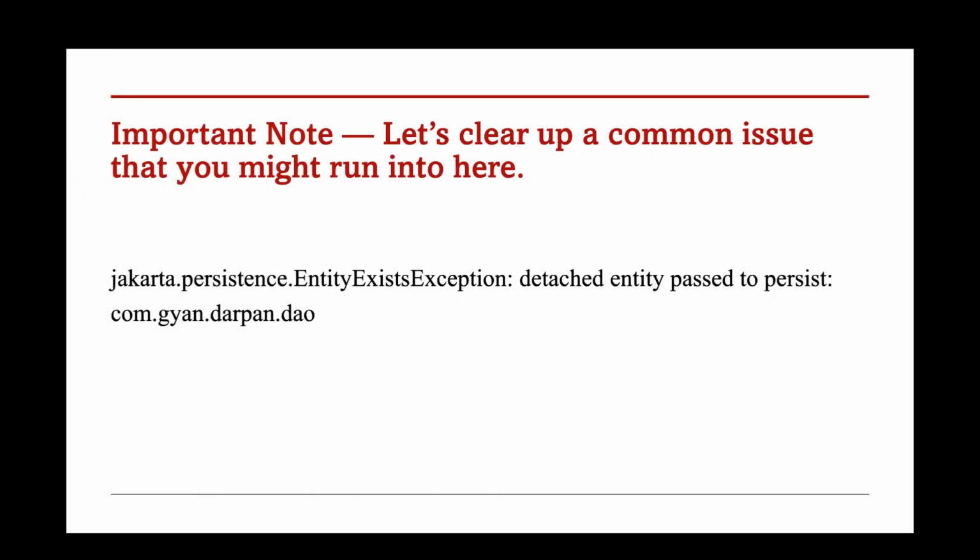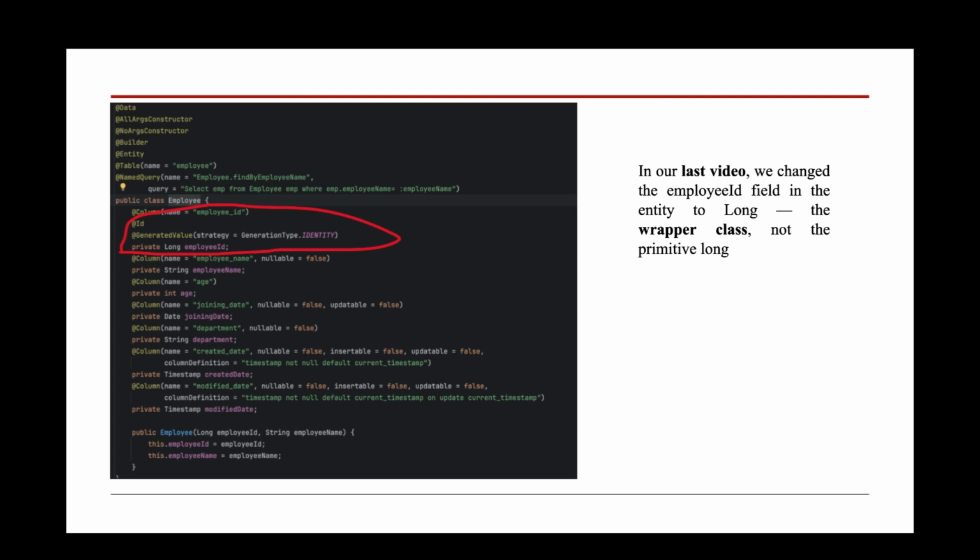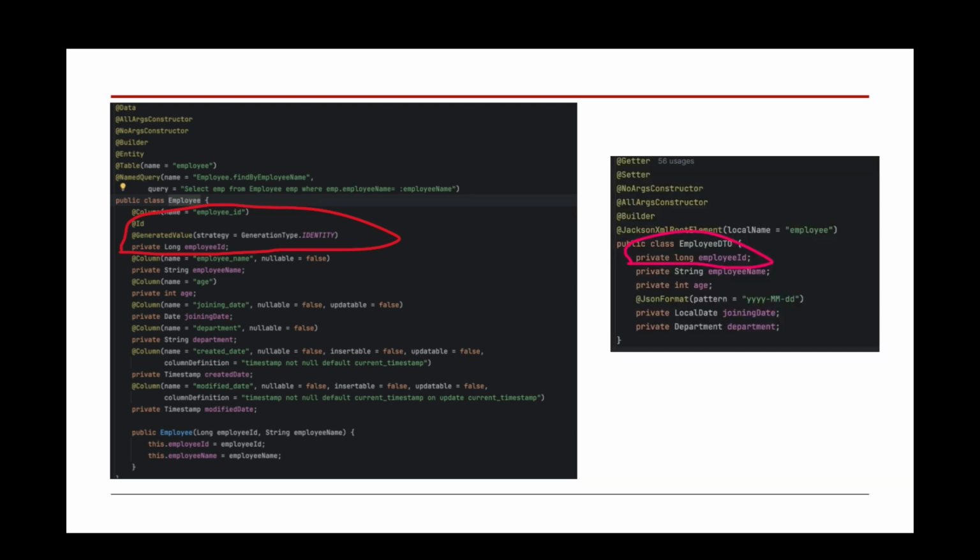Important note, let's clear up a common issue that you might run into here. If you see an error like this, "detached entity passed to persist," don't panic. This usually happens when JPA thinks you're trying to persist an entity that already has an ID, which it's not supposed to do. In our last video, we changed the employee ID field in the entity to Long, the wrapper class, not the primitive long. But our DTO still uses primitive long, so when no ID is provided, it defaults to 0. The problem? When you call the API, 0 gets passed to the entity, and JPA thinks, wait, this entity already has an ID, but you're trying to persist it? Sounds like a detached entity. And boom, you get that error.